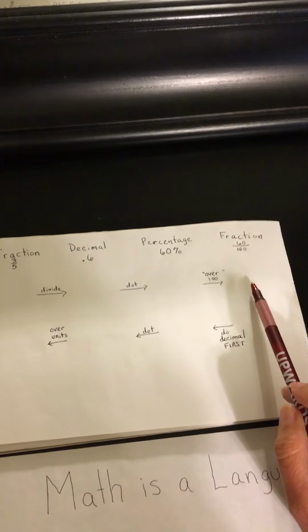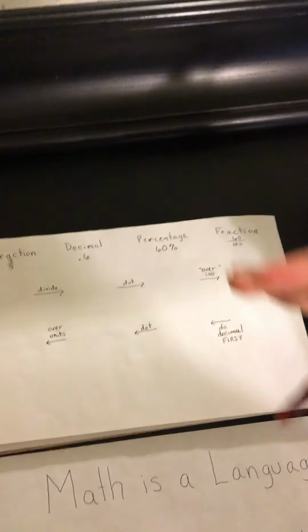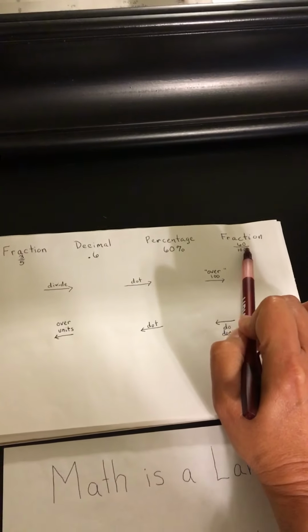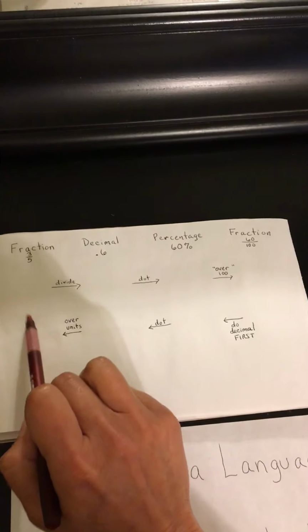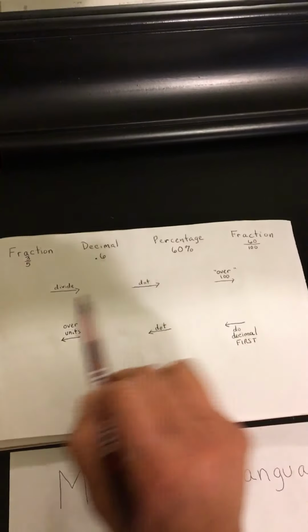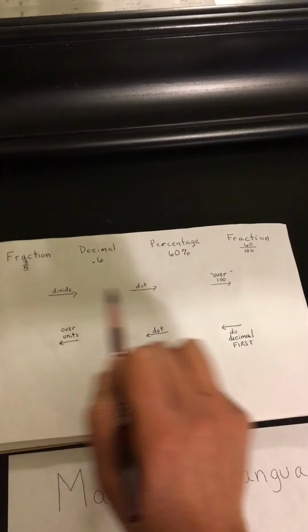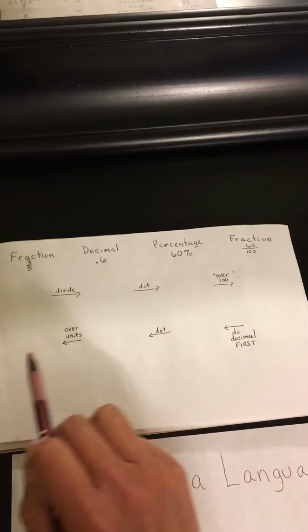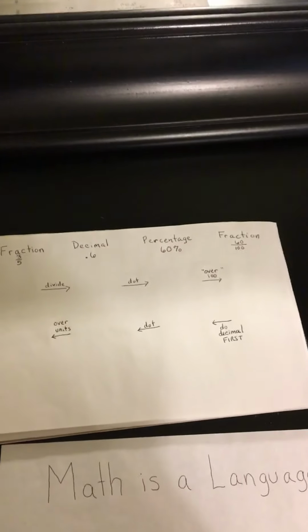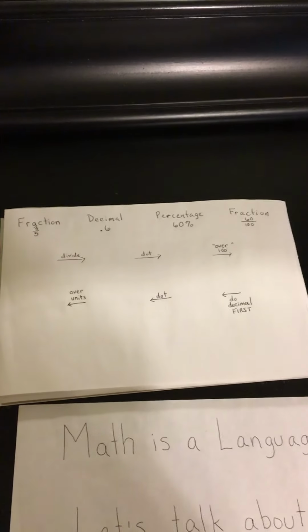I would recommend just taking a sheet that has these categories up on top, and then writing some fractions, and write some decimals, write some percentages, and then see if you can just practice filling these in and going in both directions.